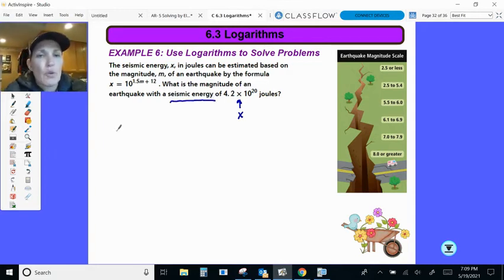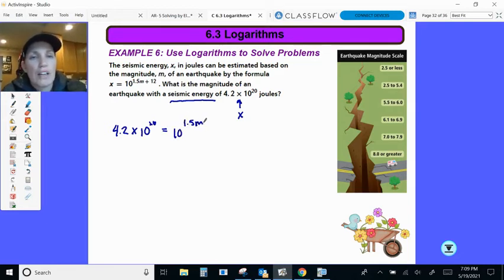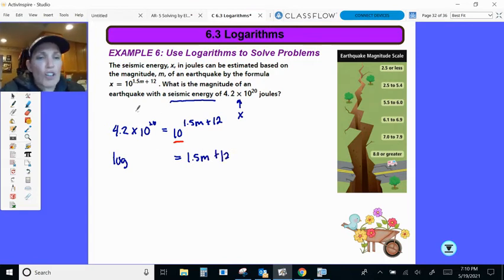So I'm going to plug this into that formula, 4.2 times 10 to the 20th equals this guy here, 10 to the 1.5 m plus 12. So now what we have here is an exponentiation because I have a variable in my exponent. So we're going to use logarithms. I want to note that my base is 10. Okay, so I'm going to use a log of base 10, which is going to be just a common logarithm. That's going to equal my exponent, 1.5m plus 12. And so my argument is this 4.2 times 10 to the 20th.